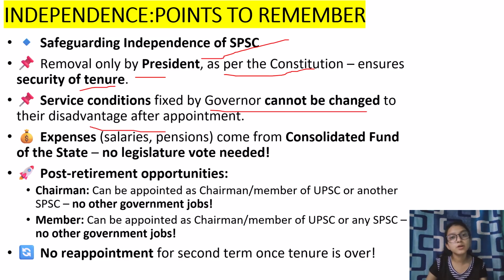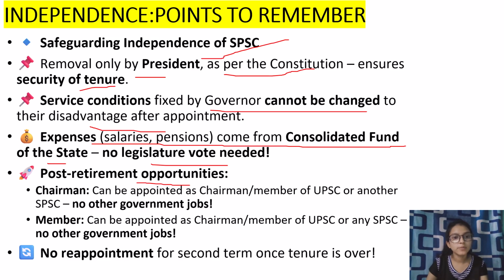So whatever is written in the Constitution, only that will be applicable. No other rule can be imposed on them that is not written in the Constitution. Expenses, salaries and pensions come from the consolidated fund of the state. No legislative vote is needed. For UPSC it is the consolidated fund of the center, and because this is for the state, the state will be paying their allowances.